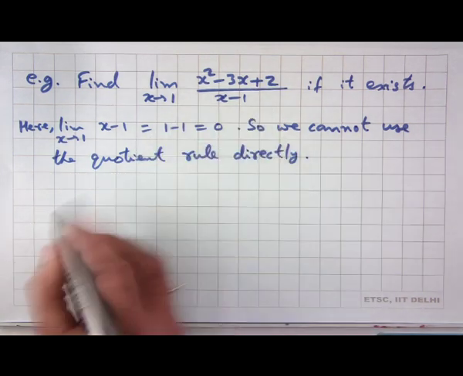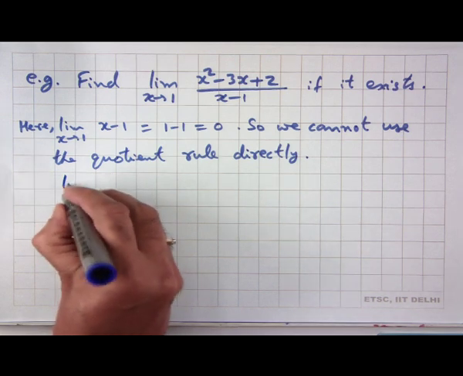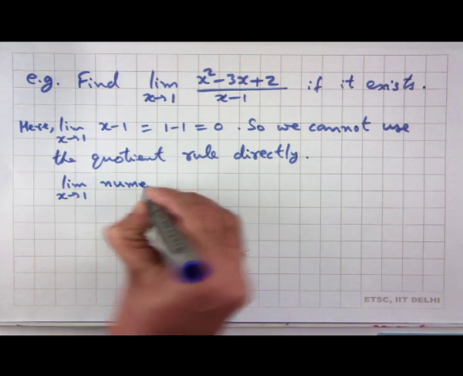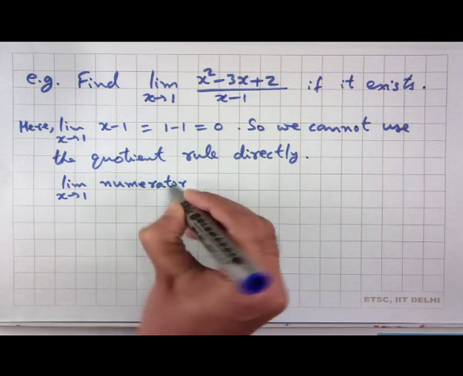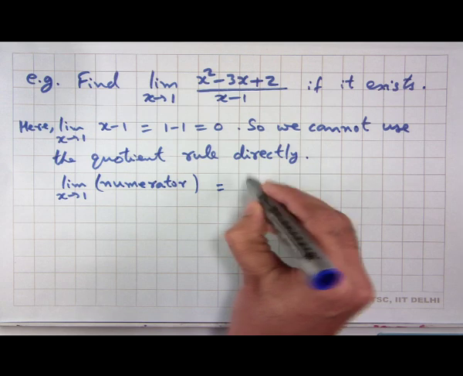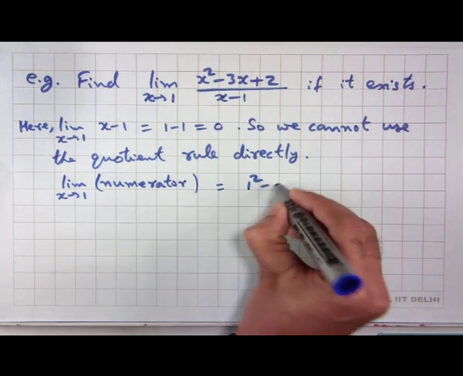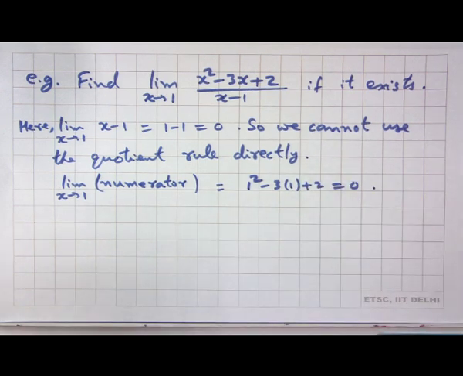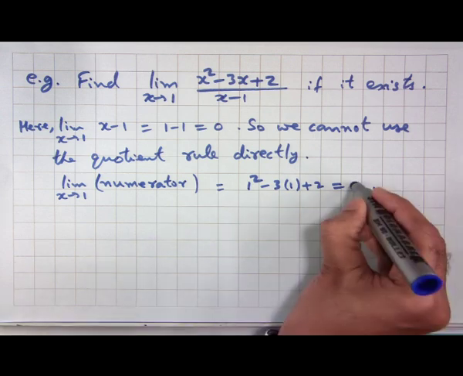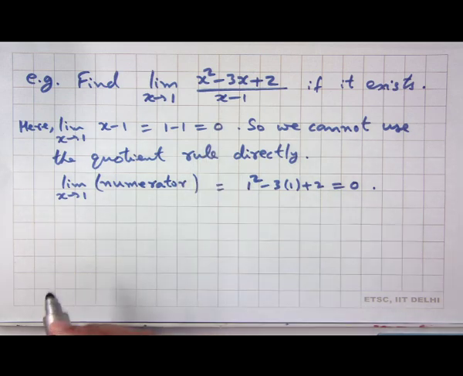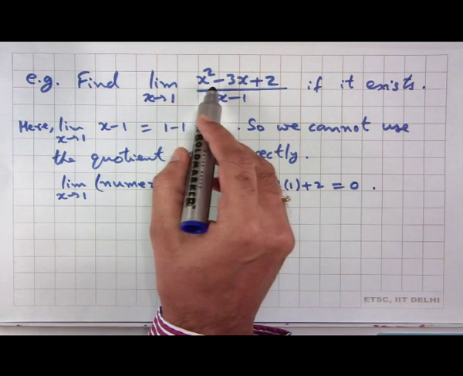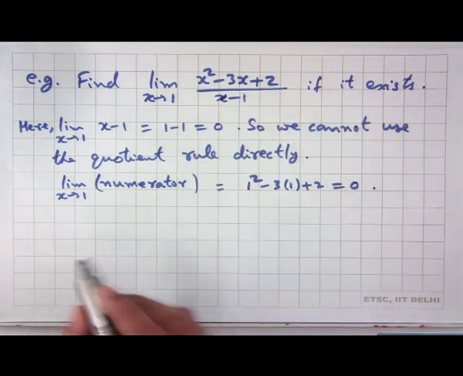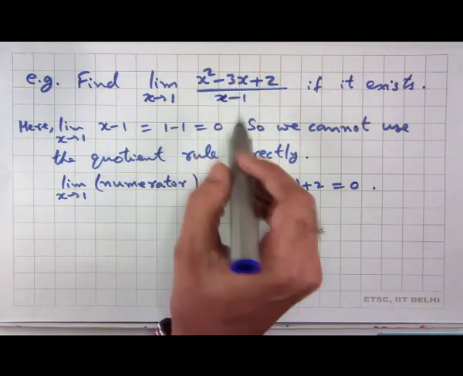But if we see the numerator, the limit of the numerator is again 1 square minus 3 times 1 plus 2, which is also 0. So, the limits of the numerator and denominator both are 0. In fact, here we see that at x equal to 1 the numerator and denominator both are 0. So, therefore, x minus 1 is a factor of the numerator.